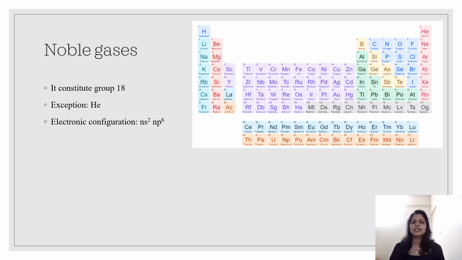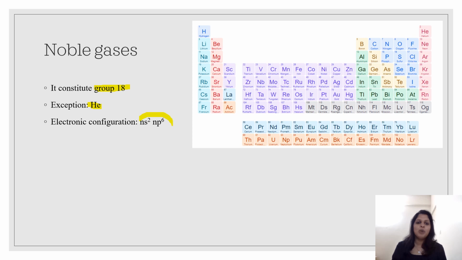And as far as noble gases are concerned, their group number is 18. And helium, which you can find in the noble gas section, normally we are not saying helium as a noble gas. We don't consider it as a noble gas. We consider neon, argon, krypton, xenon and all as noble gas elements.